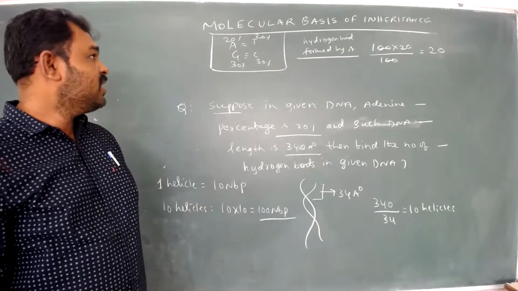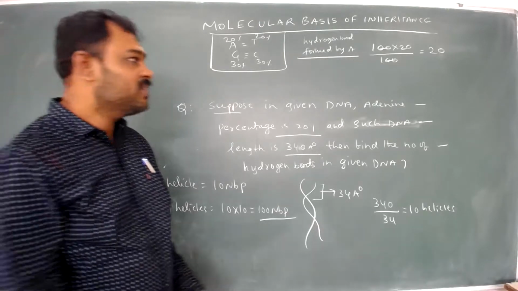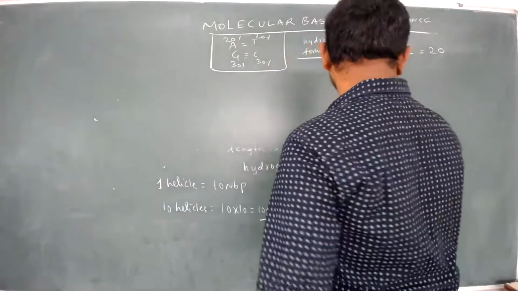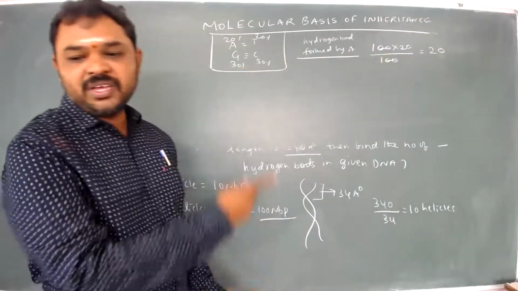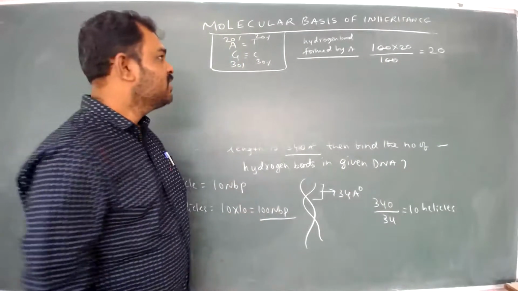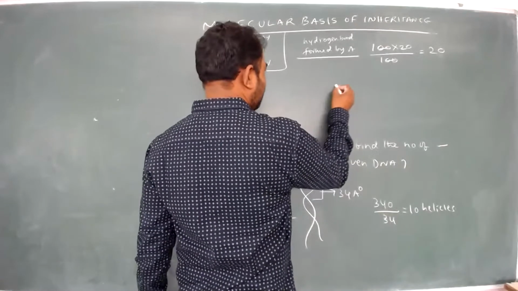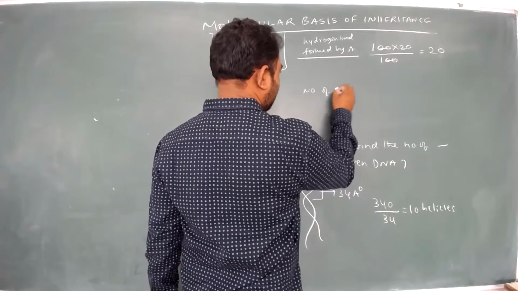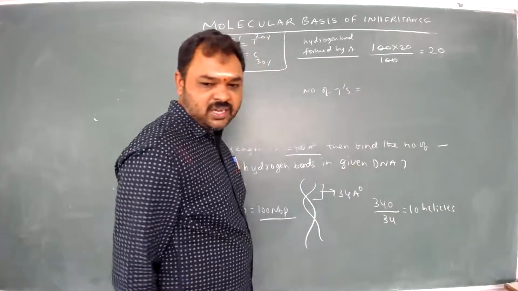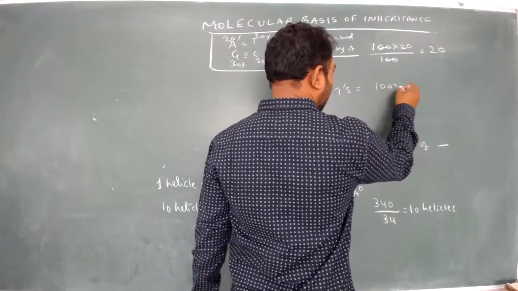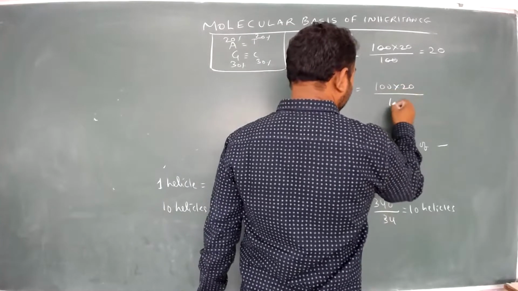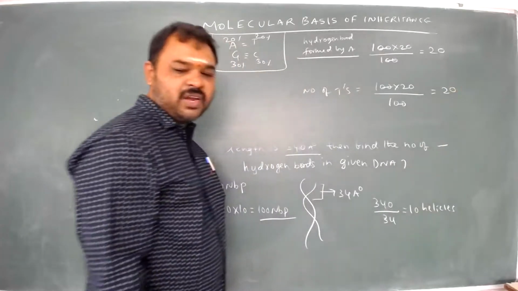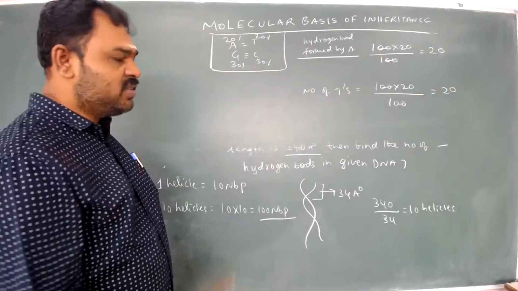So what about this here? Thymine 20. Thymine percentage is also 20. You can see here, adenine is 20% means how many A's will be there? 20 A's. Next you have to see the T's, the number of thymines. Total number is 100 and percentage is 20, so the T's are also 20. Out of 100, A's are 20, T's are 20.